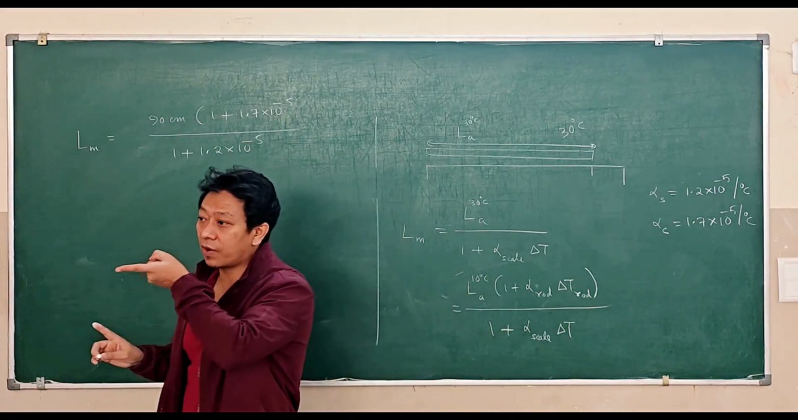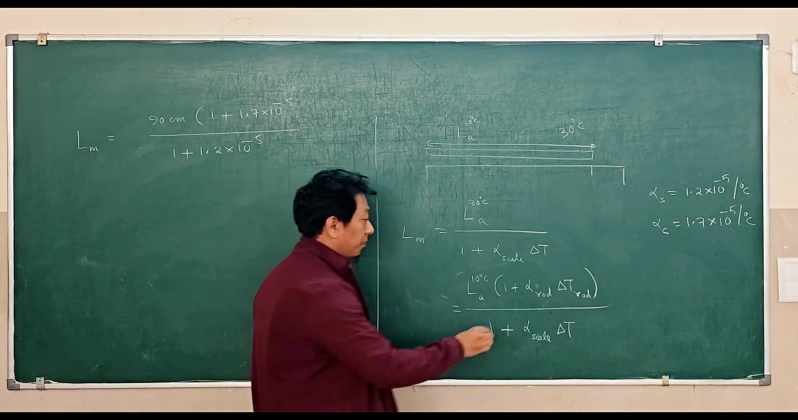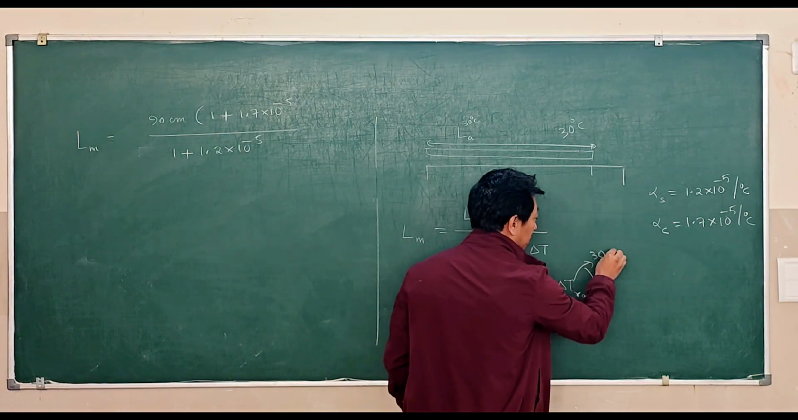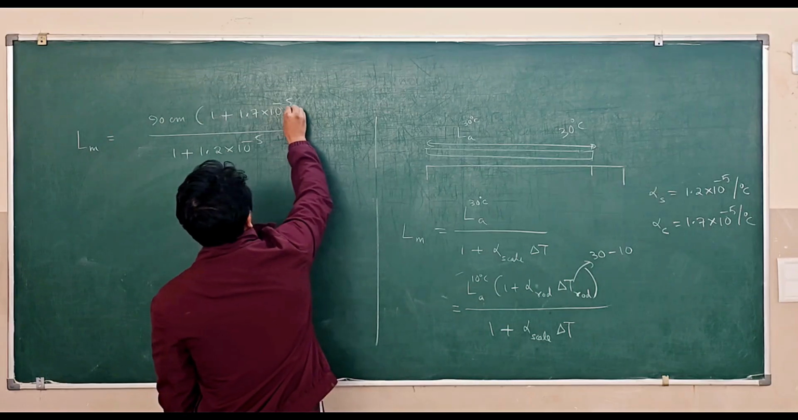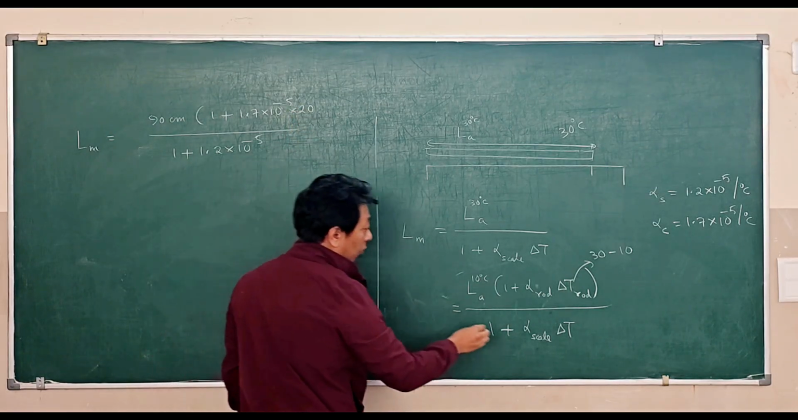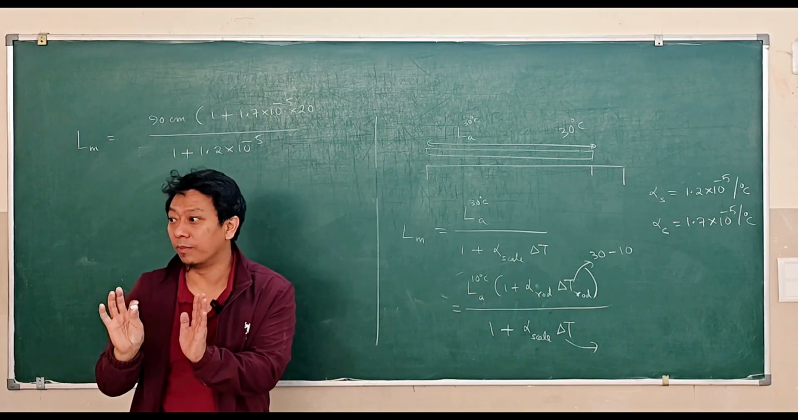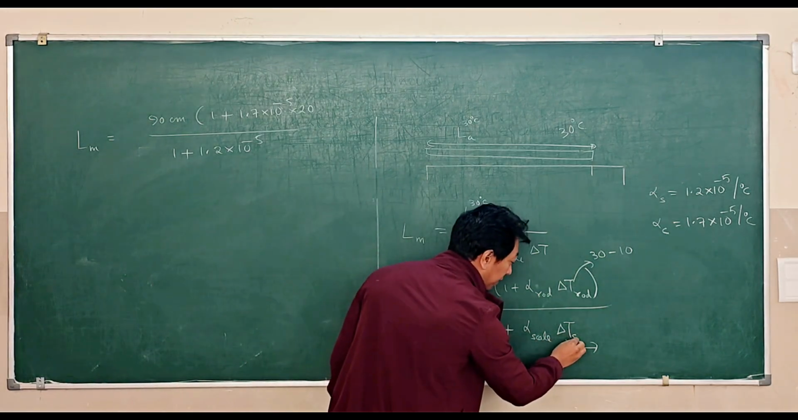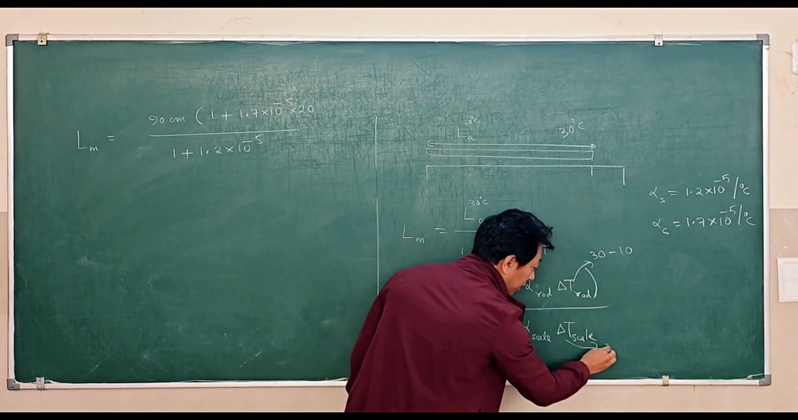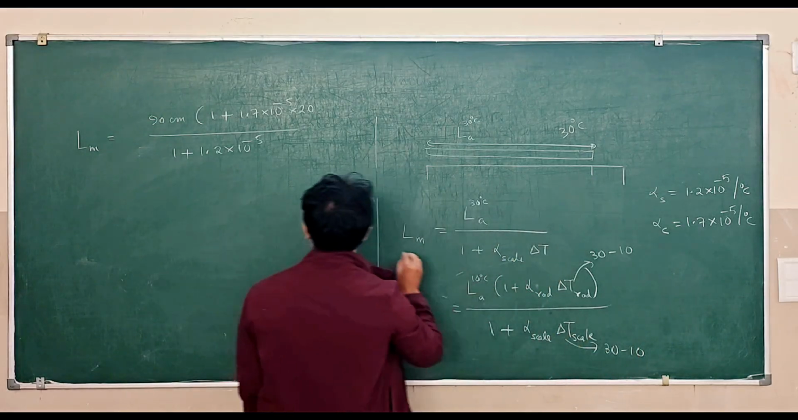Well, rod initially was at 10. Now it is at 30. So this is 30 minus 10, which will be what? 20. Correct? What is delta T? This delta T is for the scale, remember. But it's same in this problem. This is for the scale. How much? 30 minus 10. So this is also 20.